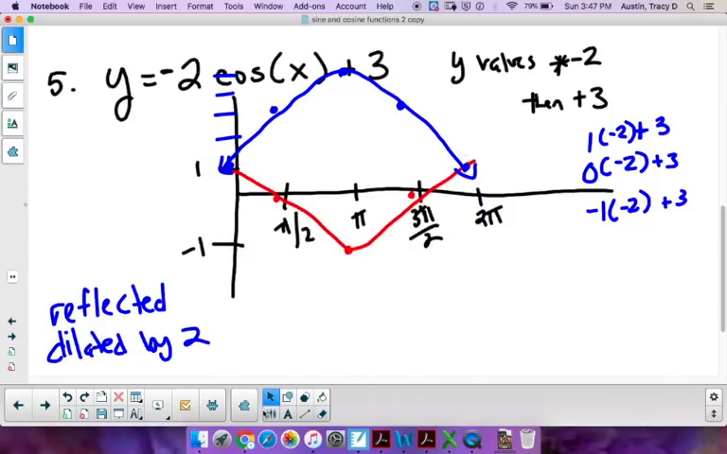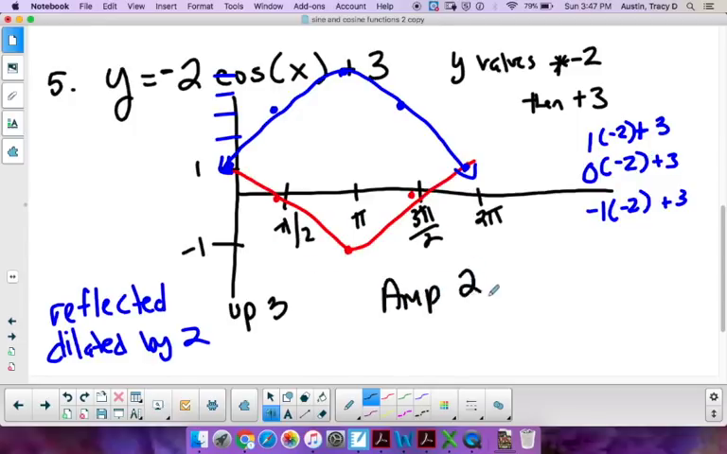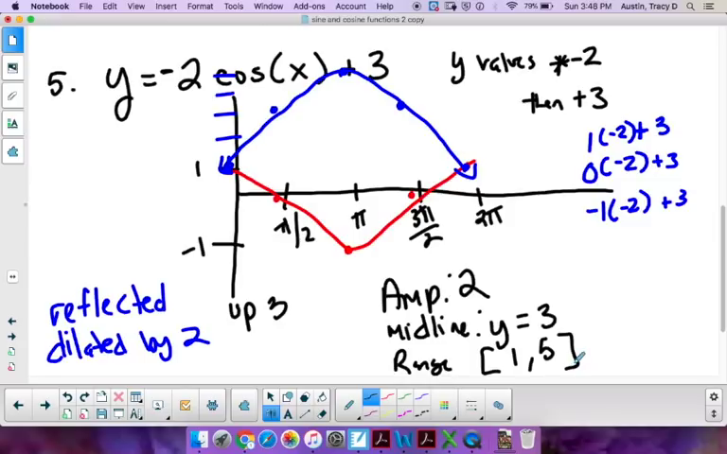Okay, so based on the equation, it's reflected, dilated by 2, and it's been moved up 3. And those points are all correct because we did the right order. We multiplied everything by -2 and then added 3. We're doing good. Okay, so our amplitude is 2. Our midline, well, what is the actual halfway point between 1 and 5? 3. So your midline is y equals 3. And your range, again, just lowest to highest, 1 to 5.